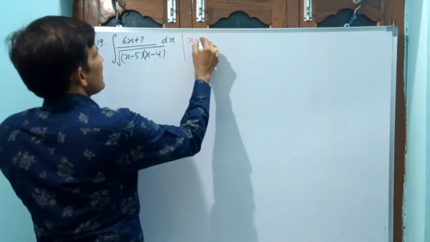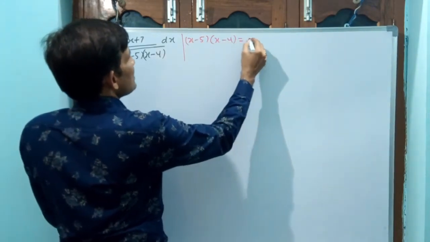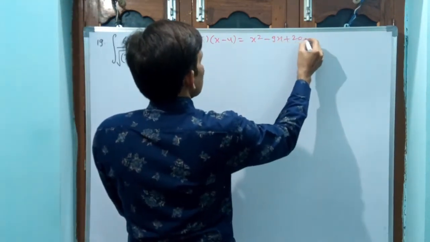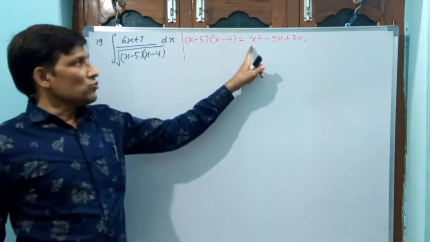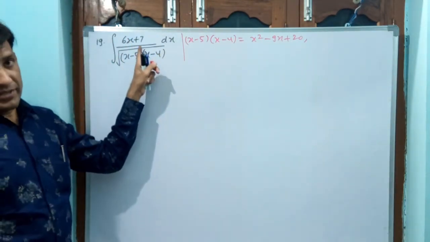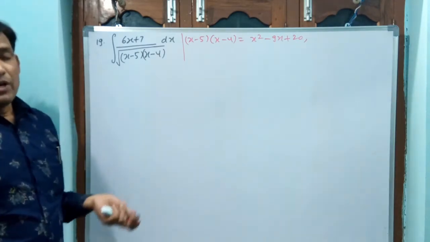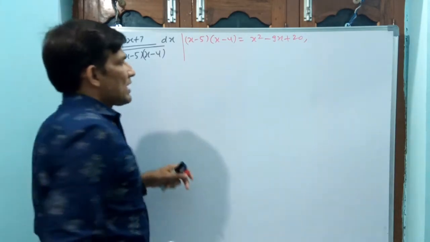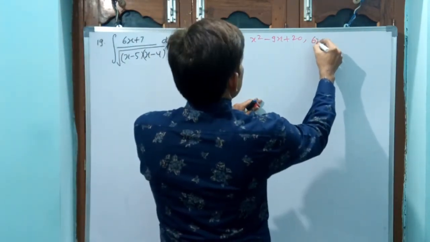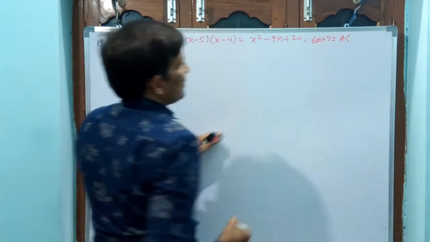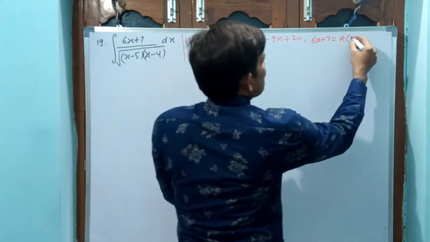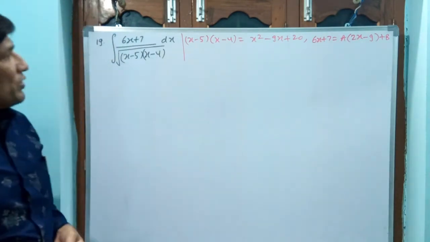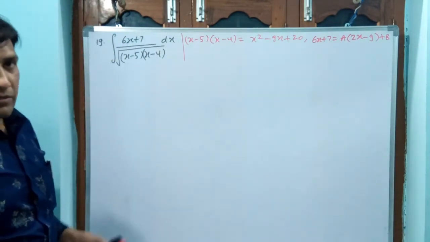See, (x - 5)(x - 4) is equal to x square minus 5x minus 4x, minus 9x plus 20. Even if you differentiate, 2x minus 9 will come, but here 2x minus 9 is not there. That is why you have to apply that form: px plus q is equal to a d by dx of this quadratic plus b. Okay? See what I am writing. That means 6x plus 7 is equal to a d by dx of this one, (2x minus 9), plus b.